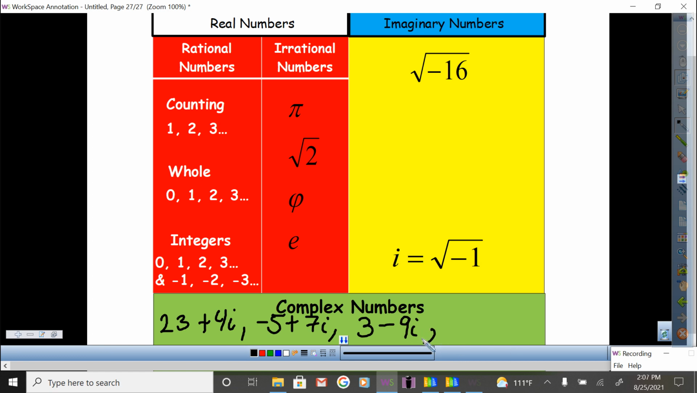So with that said, you make up one complex number of your own. Do that right now. All right. Share with your neighbor your complex number to make sure that they understood it.